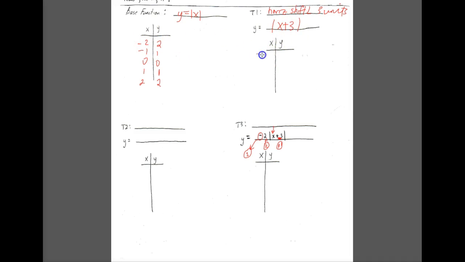And so since this is a horizontal motion here, then our x values would change by subtracting by 3. So -2 minus 3 is a -5. -1 minus 3 is a -4. 0 minus 3 is -3. 1 minus 3 is a -2. And 2 minus 3 is a -1. And of course, all of our y values will stay the same. Okay. So that takes care of 1 for us.